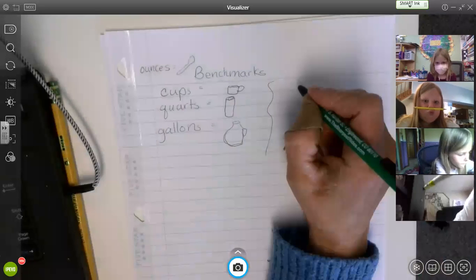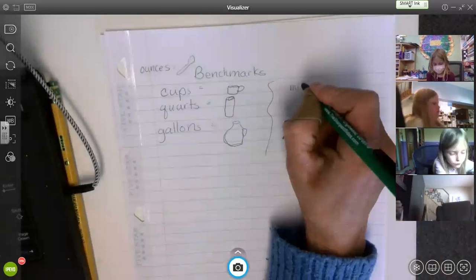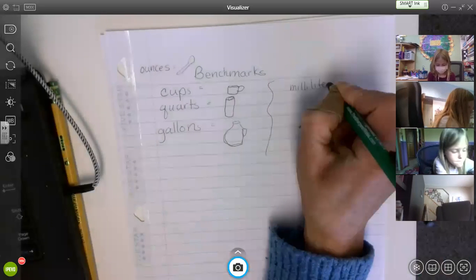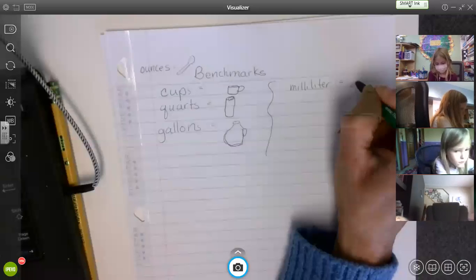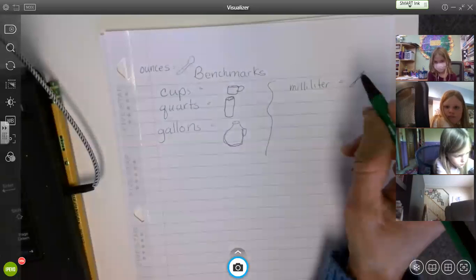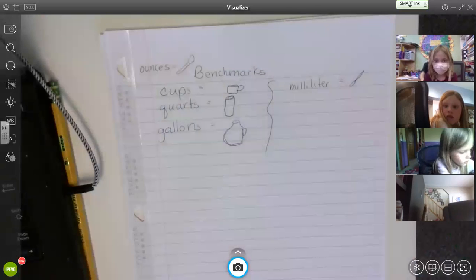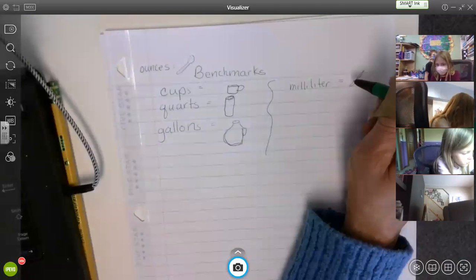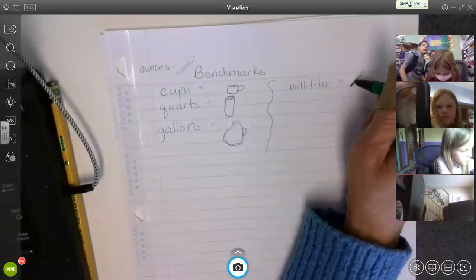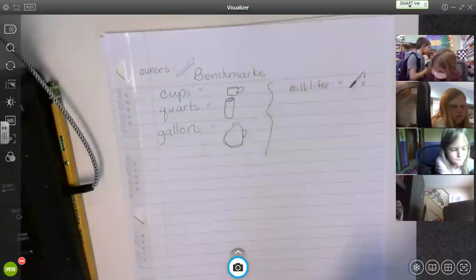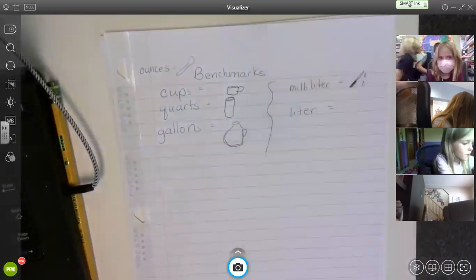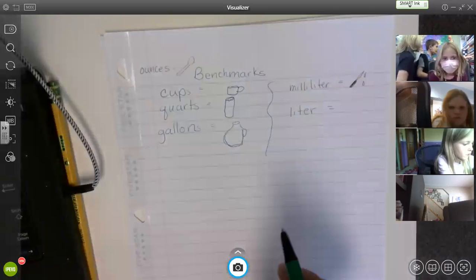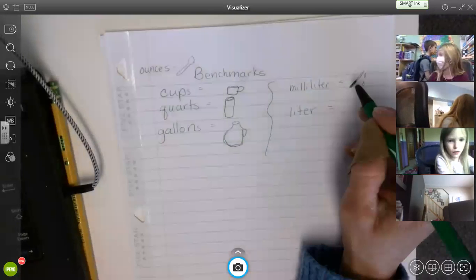The milliliter, I used an eyedropper as my benchmark. I'm gonna hold it up. A milliliter is about what you could fit into a little eyedropper, right? But then the liter was larger. And a liter is kind of like a thermos.